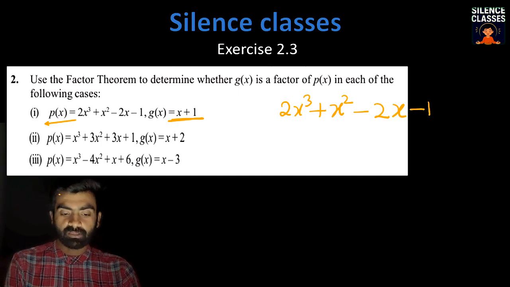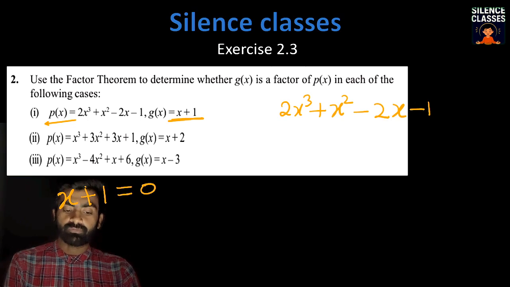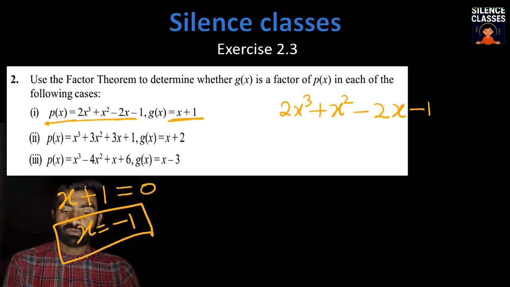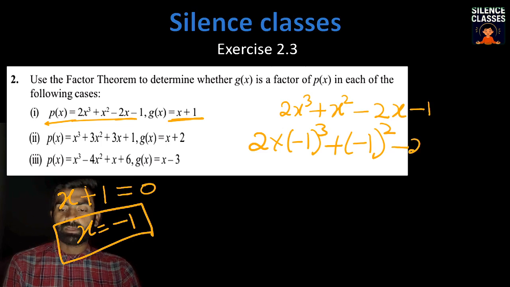Over here g(x) is equal to x + 1, which means x + 1 is equal to 0. To find the value of x, first of all, send this plus 1 to the right hand side, so we will get x is equal to minus 1. Now in p(x) we will put the value of x as minus 1. So we will get 2 multiplied by minus 1 to the power 3, plus minus 1 to the power 2, minus 2 multiplied by minus 1, minus 1.